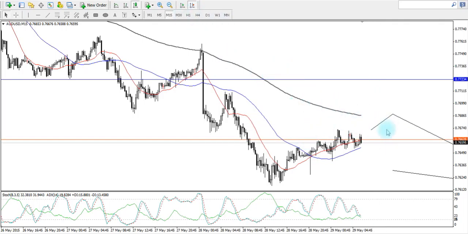That will be the region that we look to go for the shorts. So that's it. That's for Aussie against the US dollar.